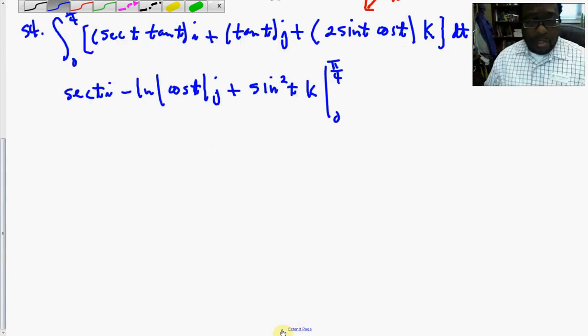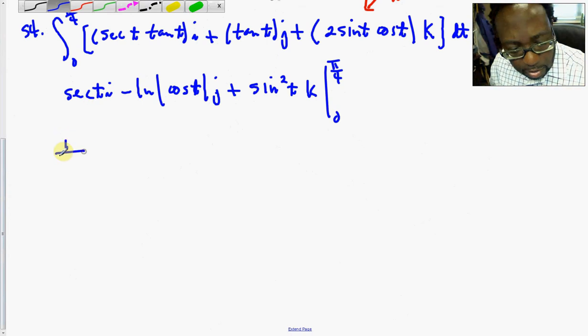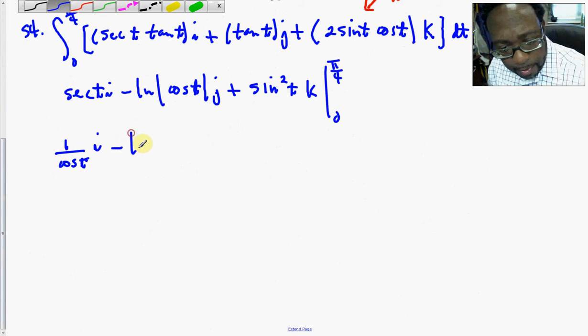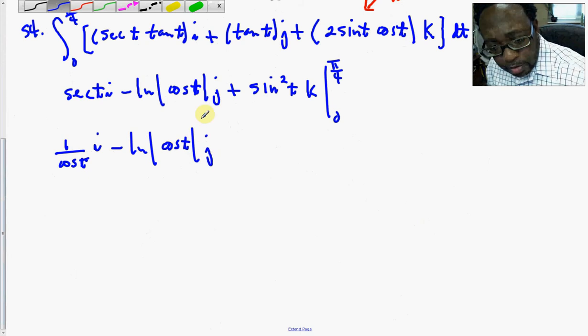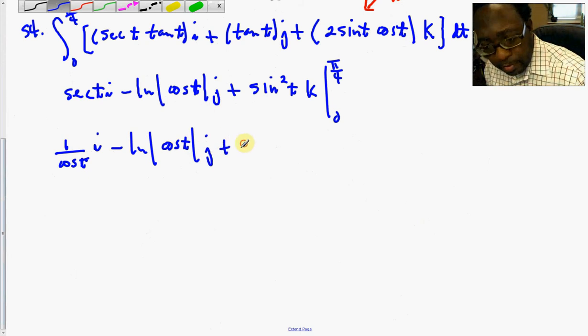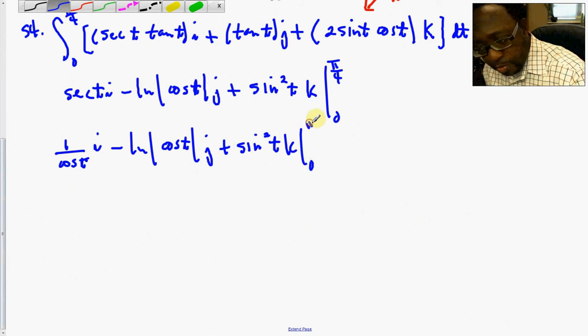So we now look at the secant. That's the same thing as 1 over cosine t i minus the natural log of the absolute value of cosine t j plus sine squared t k, evaluated from 0 to pi over 4.